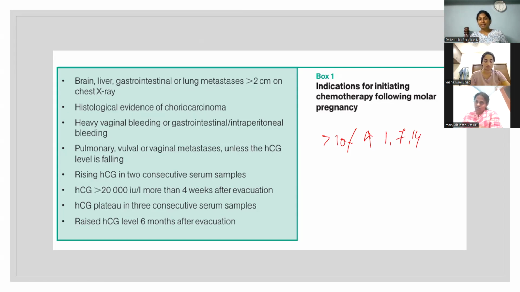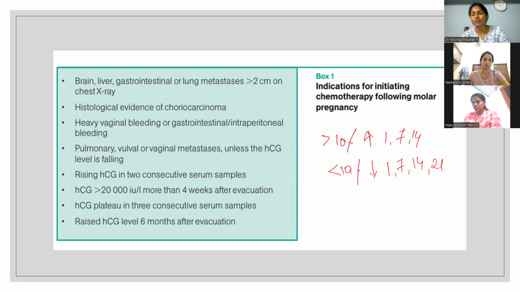And if there is HCG plateau, meaning less than 10% decrease in beta HCG value on day 7, 14 and 21, that is in 3 consecutive samples or in 3 weeks, first week, second week and third week, there is less than 10% decrease of the beta HCG and it is in the plateau level, then also it is suspicious of progression to GTN and you have to start chemotherapy. And even after evacuation, if there is raised beta HCG till 6 months, it is also one of the evidence of persistent trophoblastic disease.